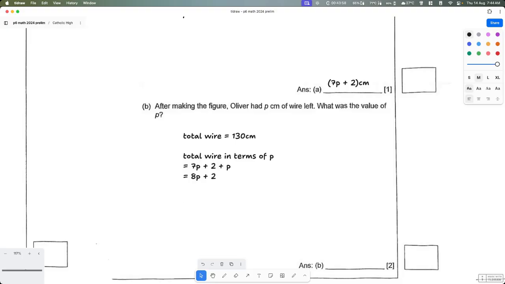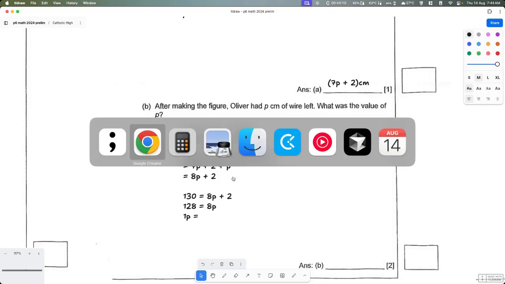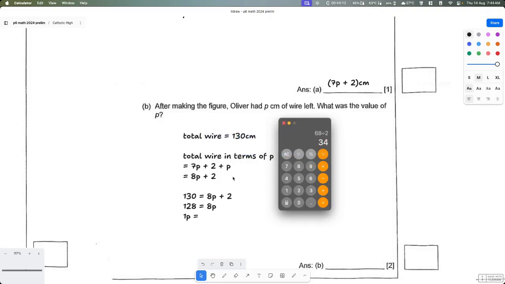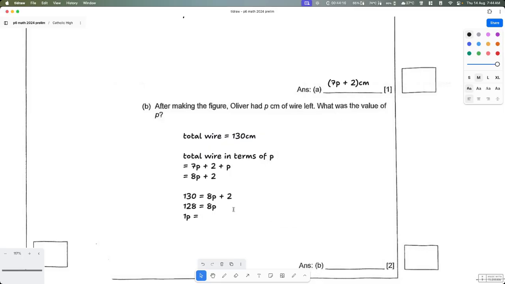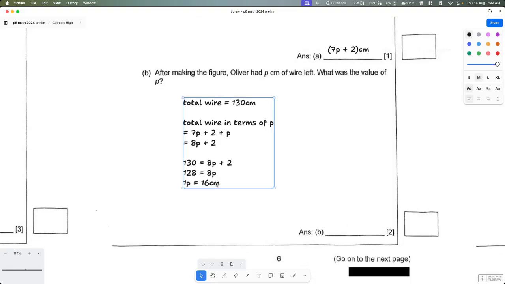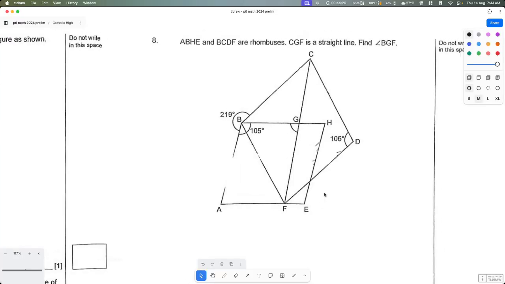So lastly, 130 is equal to 8P plus 2. So this minus 2, 128 is equal to 8P. So 1P is equal to 128 divided by 8, which is equal to 16 centimeters. So the answer to this is 16 centimeters. That's what we see over here. Right, there you go. Okay, let's move on to the next question.